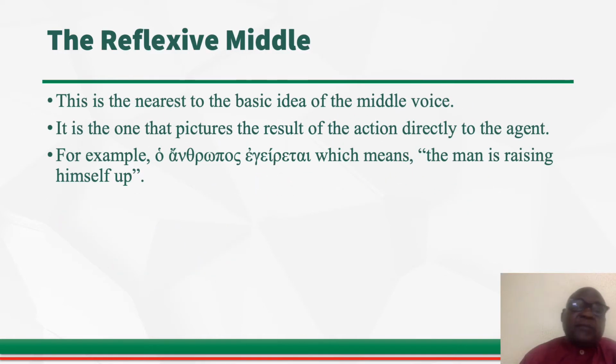Now, let's look at the reflexive middle, which is the basic idea of the middle voice. In that case, the result of the action comes back directly to the agent. Now let's look at this beautiful example. Ho anthropos egeiretai, which means the man is raising himself up. He is raising himself up.